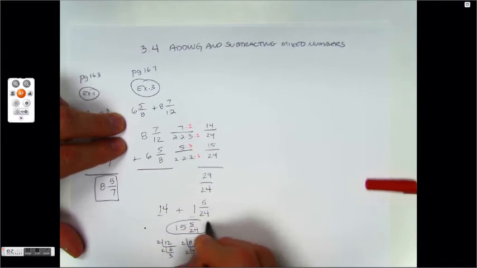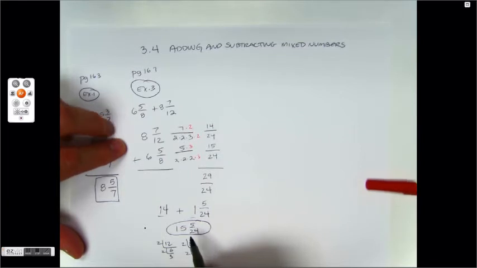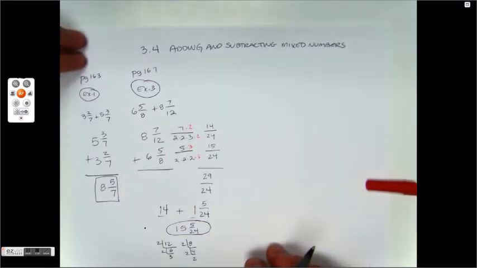And again, you would try to reduce this fractional piece at this point, but notice 5 is prime, 24 doesn't have any factors that include 5. So this is another type of mixed number that you can come up with in addition and subtraction.